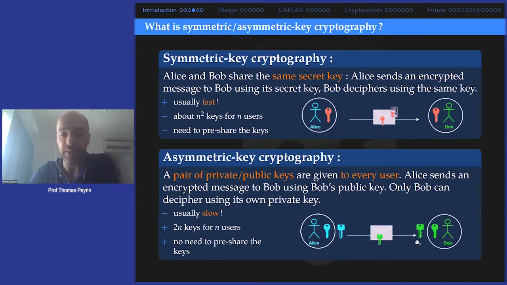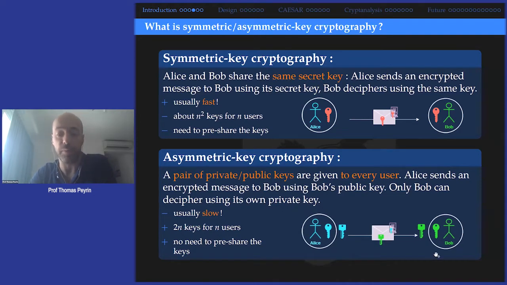It's the public key, so she can have access to it. So she takes the public key of Bob and uses that public key to encrypt the message. And then she sends that encrypted message to Bob. Now it turns out that the public key and the private key are linked together mathematically. There is some special relationship such that Bob, with his private key, is the only one that can decipher this message that was encrypted with the public key.